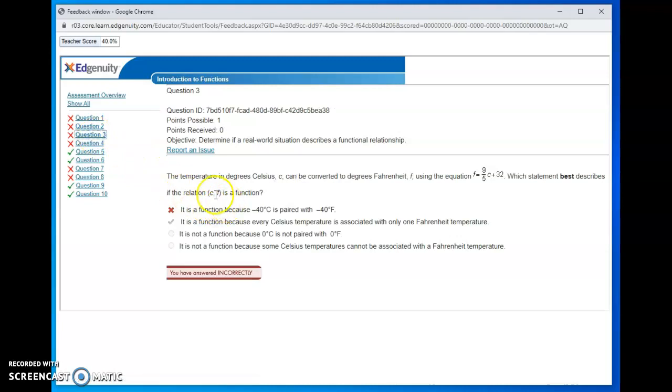Here, the temperature in degrees Celsius, C, can be converted to degrees Fahrenheit using the equation F equals 9/5 C plus 32, which describes if it's a function. It is going to be a function because if it's 0 degrees Celsius, that's 32 degrees Fahrenheit, and it's only one for each one. It's not like 10 degrees Celsius is also 32 degrees Fahrenheit. They're never the same. So 0 degrees is 32, 1 degree is 34, 2 degrees is 36, and they each keep changing. None of them are going to end up repeating there.